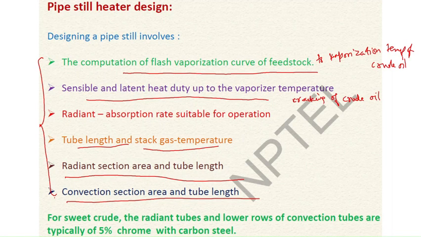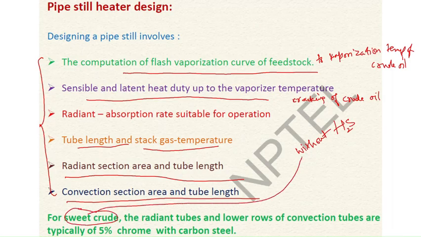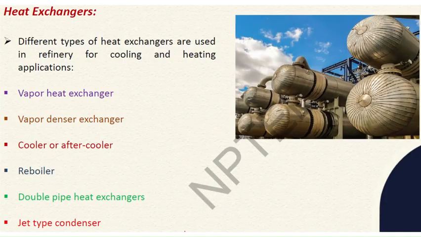So sweet crude, as I told last week, is crude without any H2S. Okay. If there is no H2S present, then it is called sweet crude. Then the radiant tubes and lower rows of convection tubes are typically made of 5% chrome carbon steel. Okay, this is the material of construction of this pipe still heater. If H2S is not present, then this material is used for construction. And if H2S is present, then the material of construction is different.